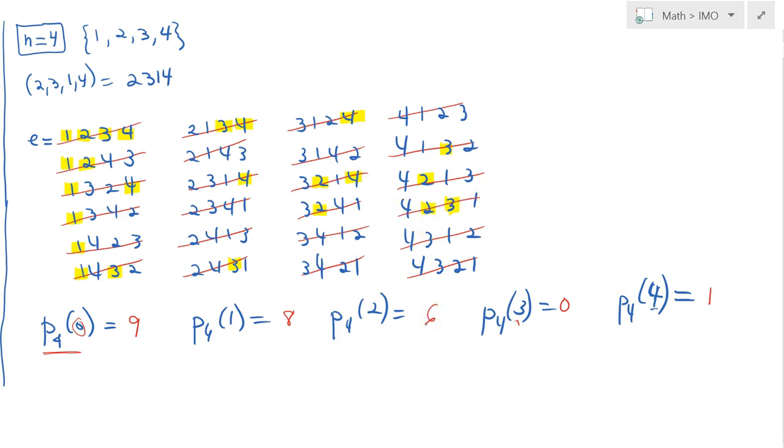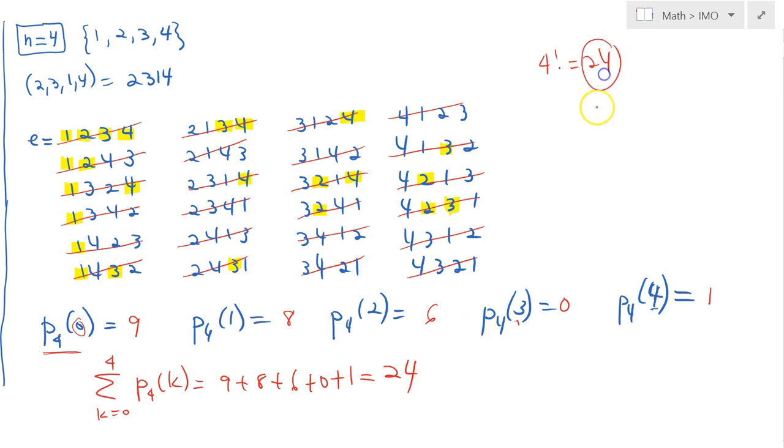It is not surprising that the total number of permutations here is equal to 24. We have 24 sequences of 4 numbers here. And if I add all these numbers that I got, the sum for k from 0 to 4 of p sub 4 of k is equal to 9 plus 8 plus 6 plus 0 plus 1, and that's 24 as well. This is no surprise because these two numbers have to match up. This is the total number of permutations, and the total number of permutations can be written in this fashion.